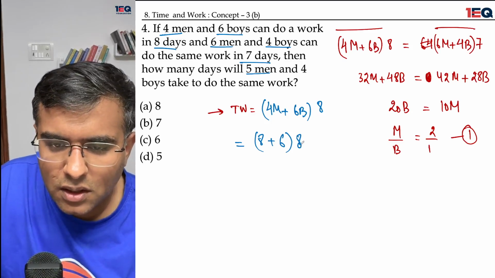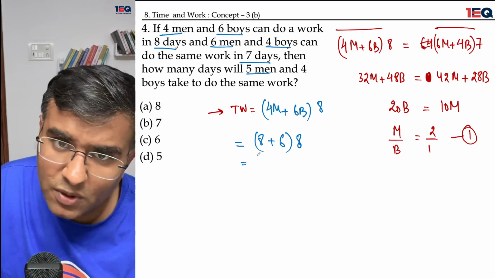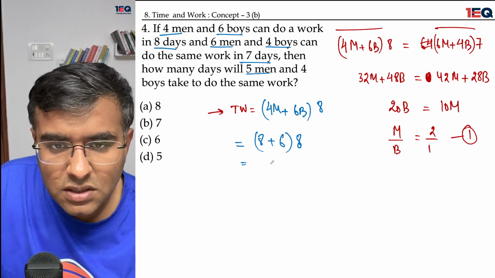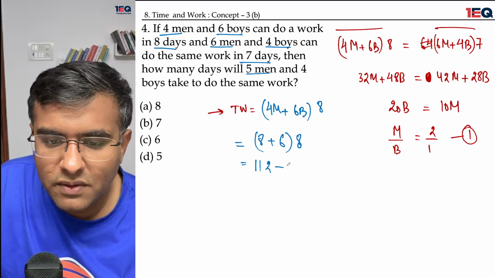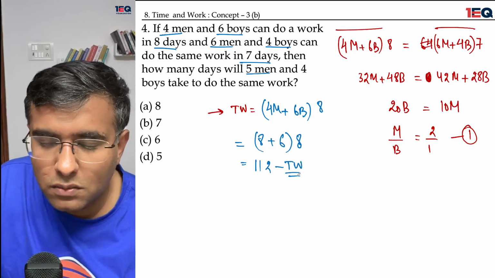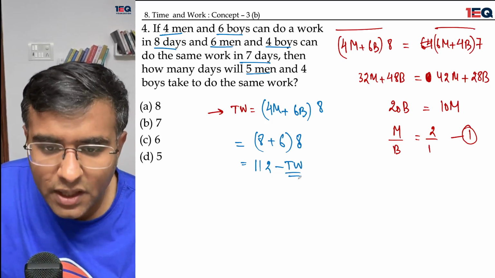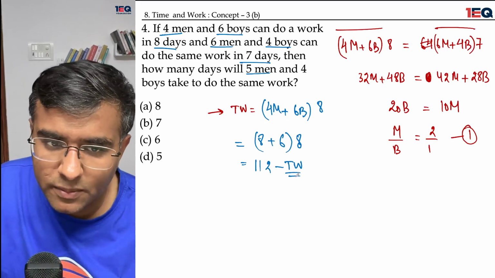8 8s are 64, 64 plus 48. No, I won't do that. 14 8s are 8 4s are 32, 3, and this is 112. So 112 is the total work that is being done, right? 112 is the total work being done.